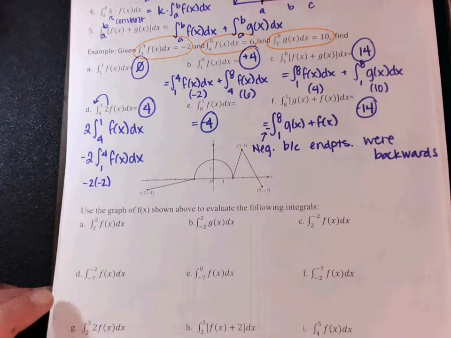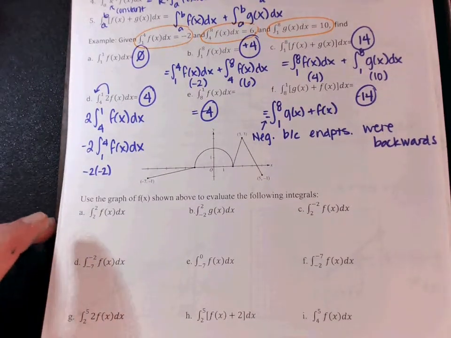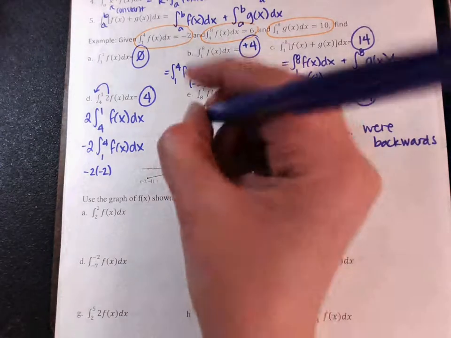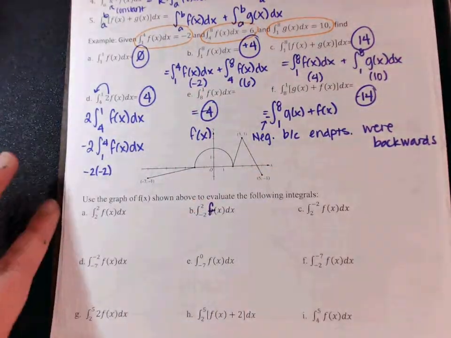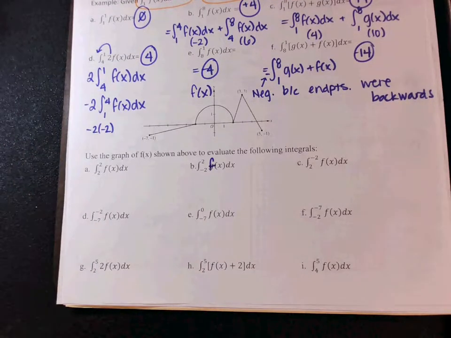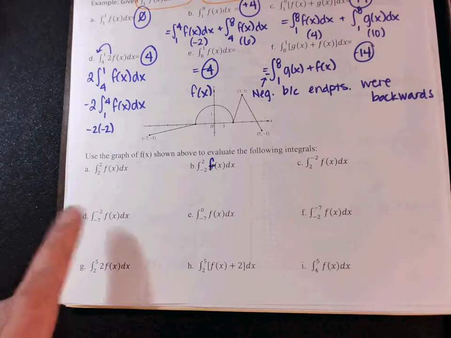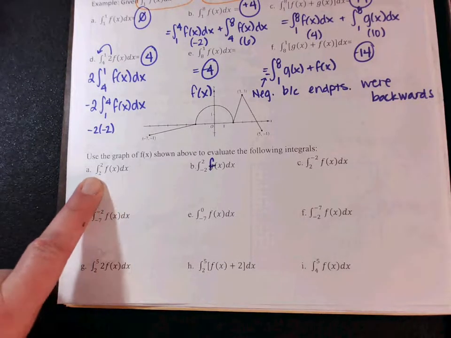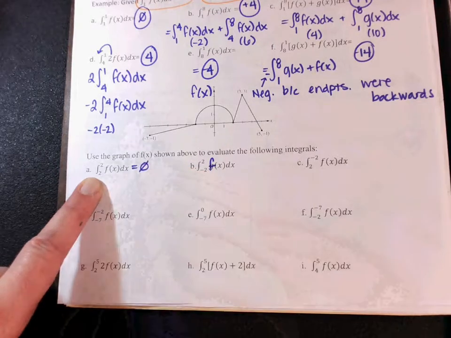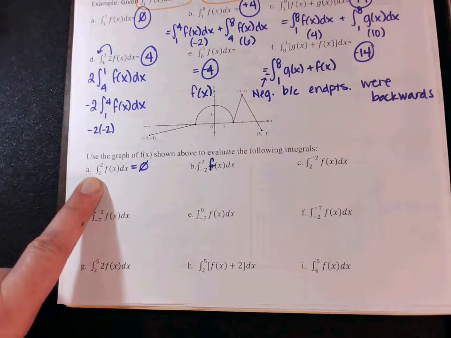Next one. Look at this next little section. Okay, so you have a graph of f of x here. Okay, go ahead and change letter B. It says a G. It should be an F. Okay, part A. I want the integral from 2 to 2 of f of x. What will it be? 0. Why? Because you have the same endpoint. You don't actually have any area accumulated if you start and stop at 2.